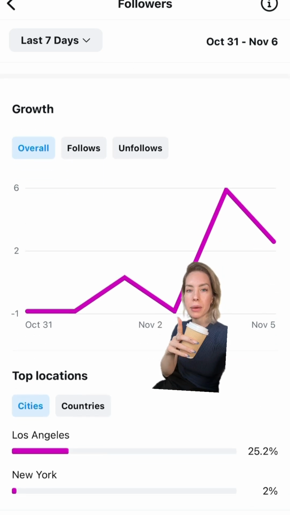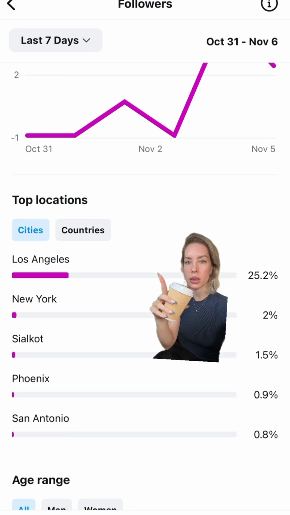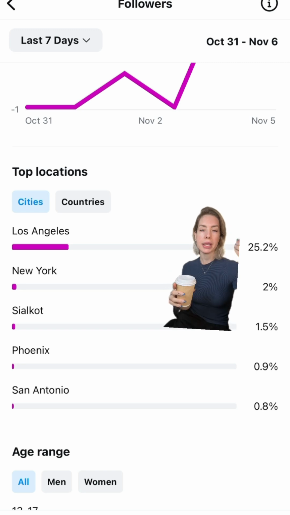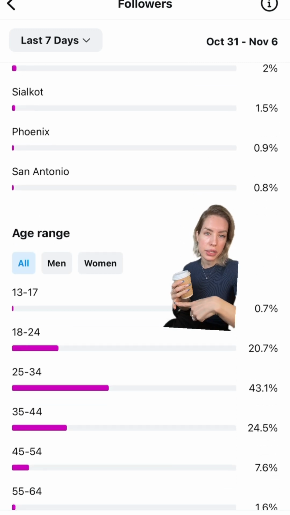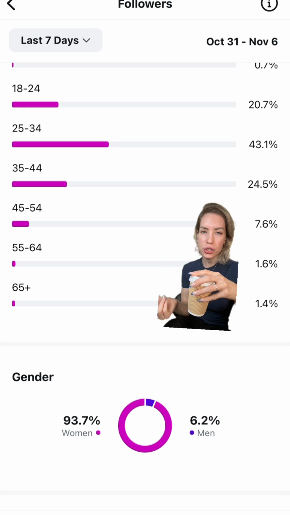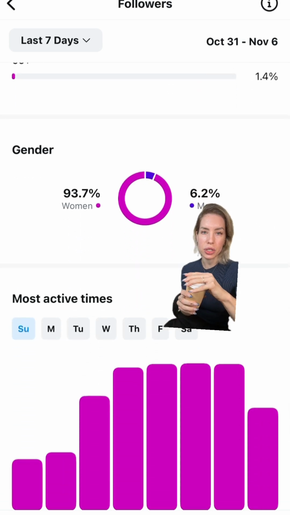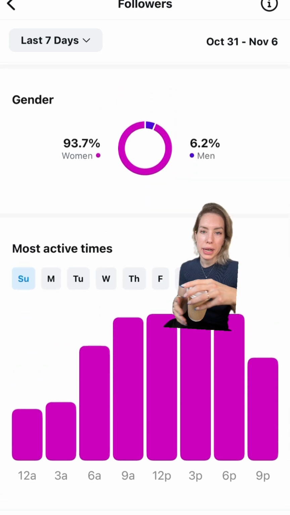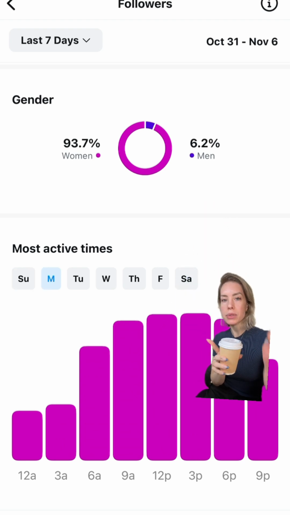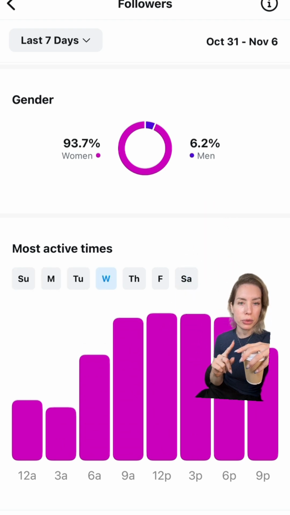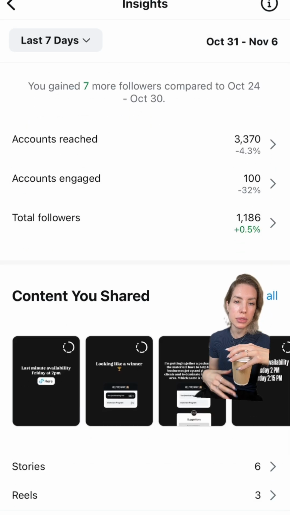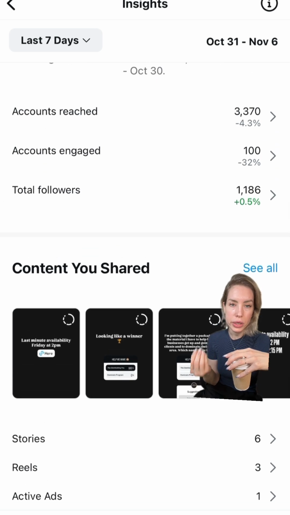This is how many new followers I've gotten over the last 7 days, and it'll break it down by location. Breaking it down by location can help with posting times. It'll give you the age range too, which is nice because sometimes you can curate specific content for that. I'm mostly women, 6% men, I guess, follow me. Most active times will be similar for almost everyone's Instagram, but it does give you your followers' most active times, which is a great indicator of when to post.